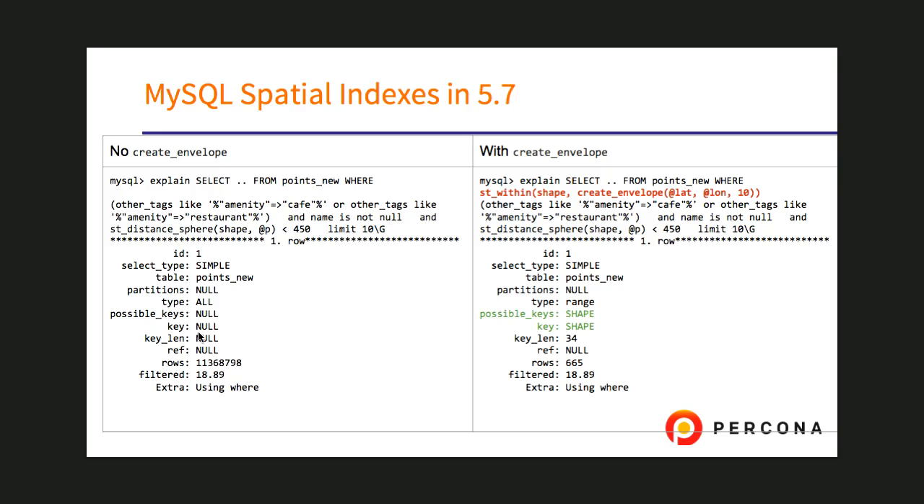So in this example, on the right side, with create envelope, we do ST_Within and create the envelope, the 10-mile radius around our point, and then MySQL will use a special index, an R-tree index on the shape, to restrict the number of records that will be scanned. So the difference is huge.